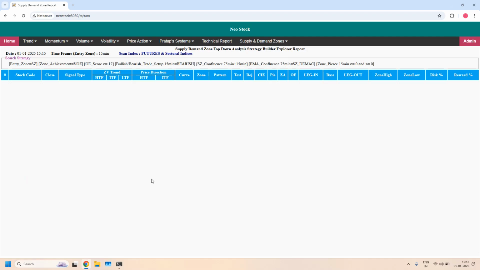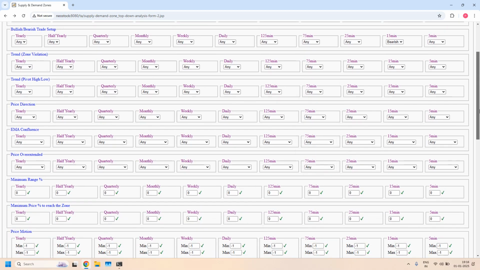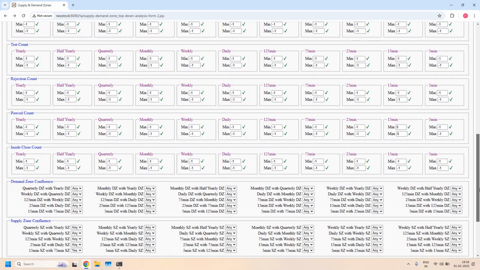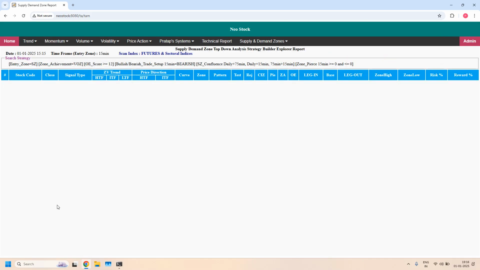Okay, next let us look for LTF, ITF and HTF supply zone confluence. I am removing this ITF EMA filter. Now we should focus on LTF, ITF, HTF supply zone confluence. First filter is already enabled, 15 minutes with 75 minute supply zone confluence. Second filter, 15 minute supply zone with daily supply zone confluence. Third filter, 75 minute supply zone with daily supply zone confluence. With all the 3 filters, LTF, ITF, HTF supply zone confluence, we did not get any stocks. So that means none of the stocks are having LTF, ITF, HTF supply zone confluence.